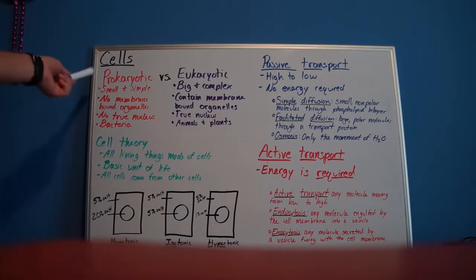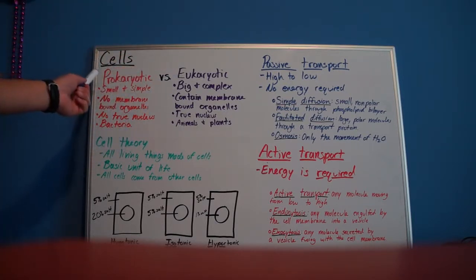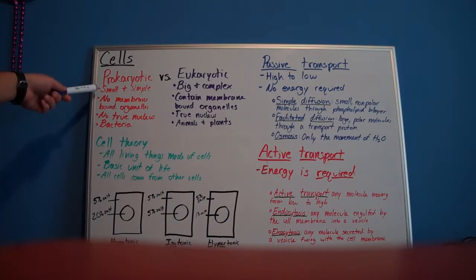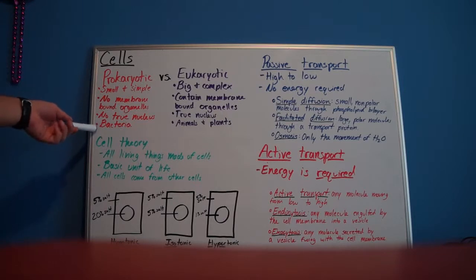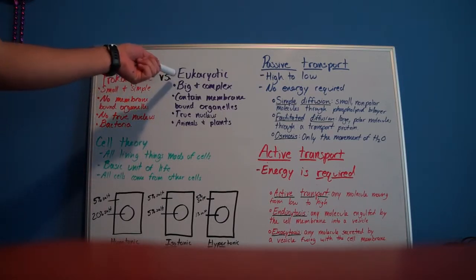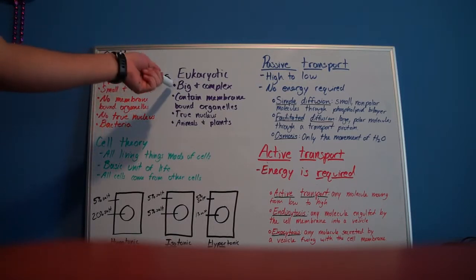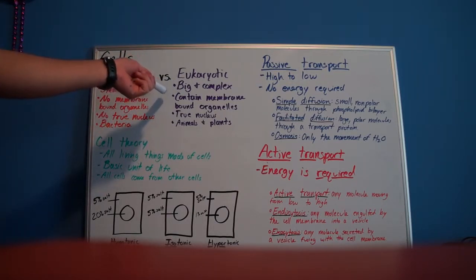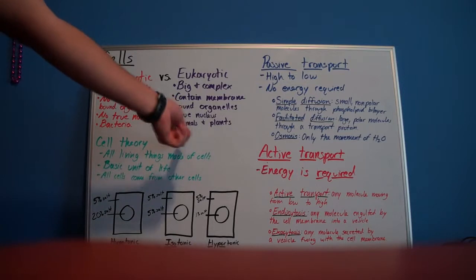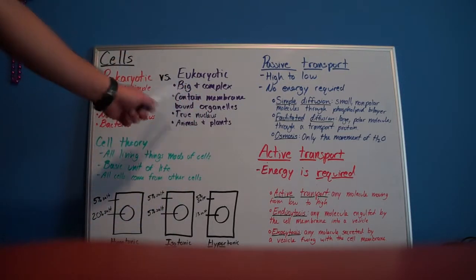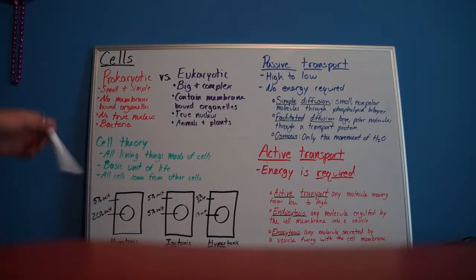So the first part, prokaryotic versus eukaryotic, these are like exact opposites of each other. Prokaryotic: small and simple, no membrane-bound organelles, no true nucleus, and their example would be bacteria. So if you think about them, you are eukaryotic, just compare yourself to a bacteria. You are bigger and more complex, you have membrane-bound organelles, you have a true nucleus. Animals and plants are the ones that are eukaryotic. So they are exact opposites in all those ways.